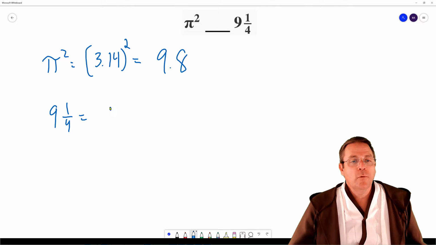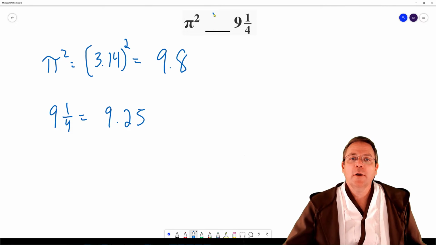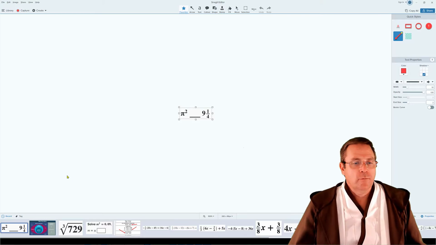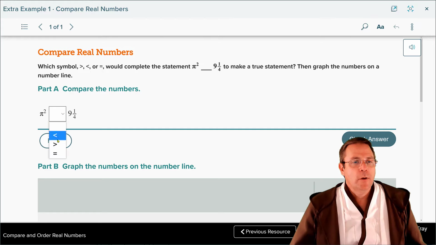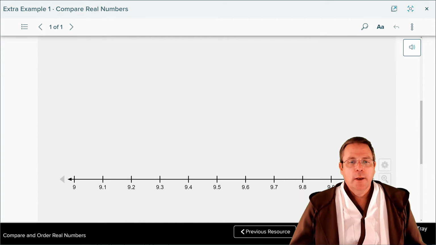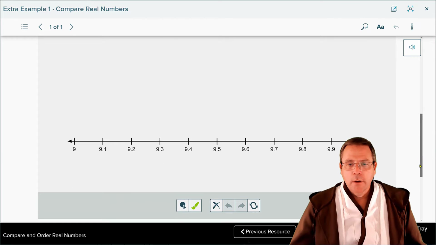Meanwhile, 9 1/4, that's going to be 9.25. So which number is going to be greater? Of course, 9.8 is greater, and that means that the alligator is going to eat pi squared before it eats 9 1/4. So from here, we're going to go back to our problem. We're going to select the alligator going to the left, check our answer, and then we're going to scroll down here, and say the value of 9 1/4 was going to be 9.25, which is going to put us right about here.